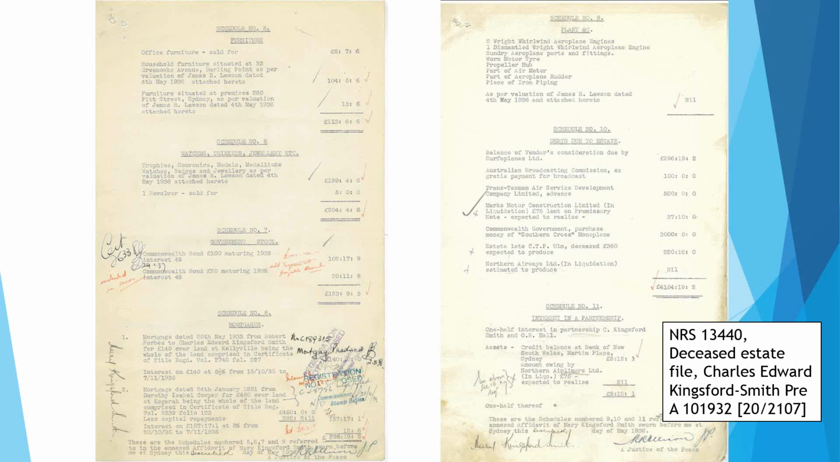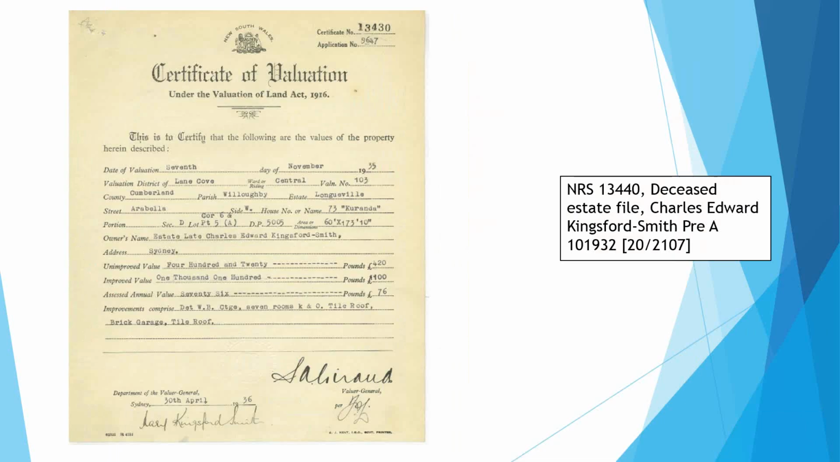On the next screen here, we've got some more schedules of belongings. So this is all the summaries of his furniture, his watches, trinkets, jewelry, his government stock, his mortgages. On schedule number 9, you can see there that he owned some aeroplane engines and propeller hubs and other quite appropriate interests that Charles Kingsford Smith had, all the belongings he kept, which can add up to a bit of a picture of the kind of person he was maybe, or what he did in his life.